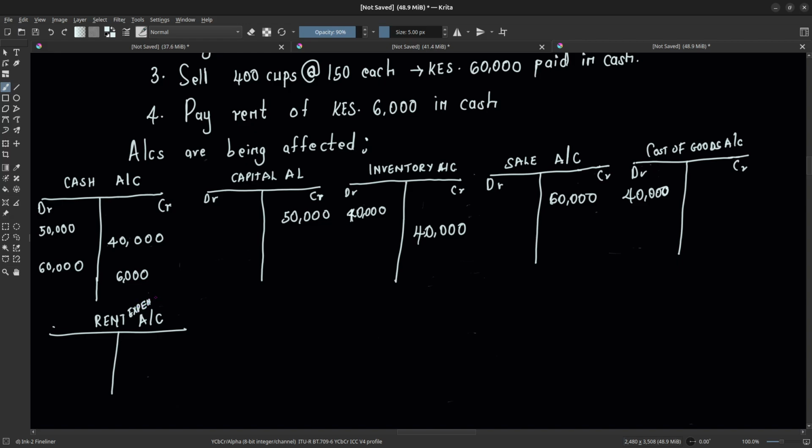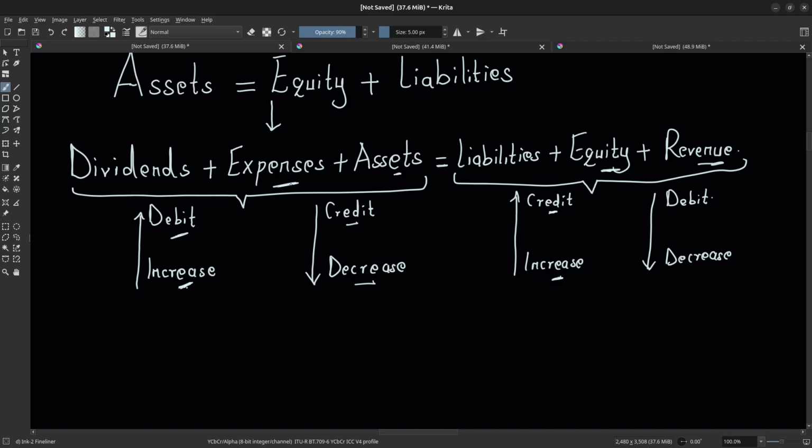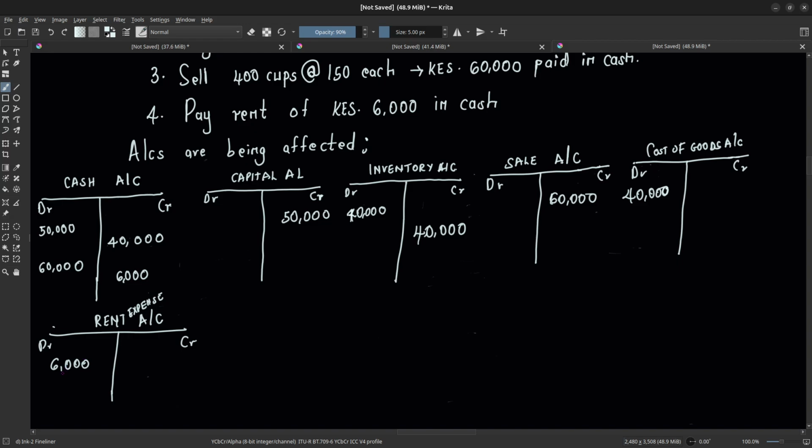So in your rent expense account, you have to recognize this expenditure, and it is an increase of that expenditure. So you debit 6,000. This is an expense account. If you look at the equation, an expense account, you have to debit to increase it. That is why we are debiting here and crediting here.